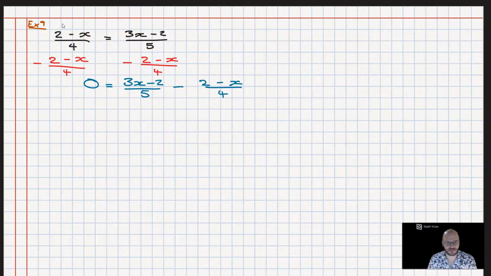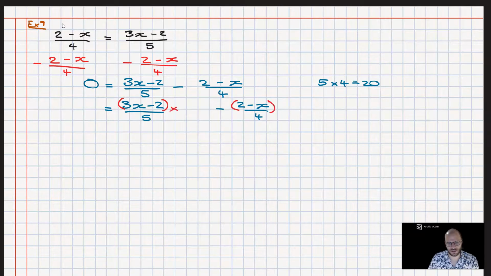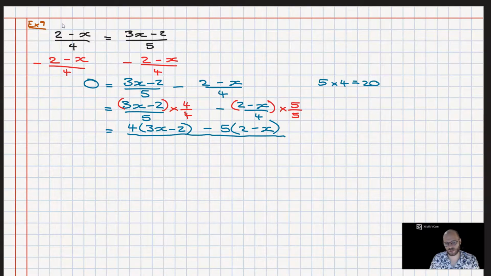Next step is we want to have a common denominator. Now notice 5 and 4, 5 is a prime, 4 is a composite. There's nothing in common between the two. So what we're going to do is we're going to go 5 times 4, that's 20. So we're going to go for a common denominator of 20. That will look like brackets, multiply 4 and 4, multiply 5 and 5. Simplifying, 4 times 3x minus 2, take 5 times 2 minus x. And that's now all over 5 times 4, which is 20.